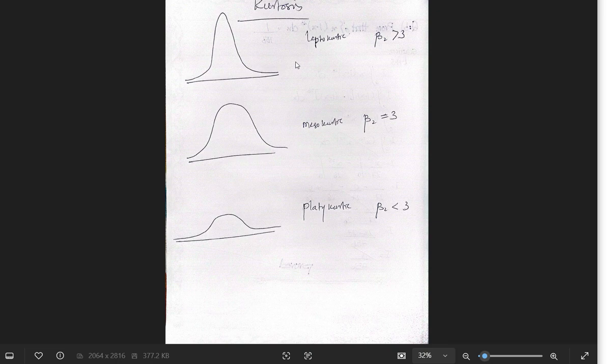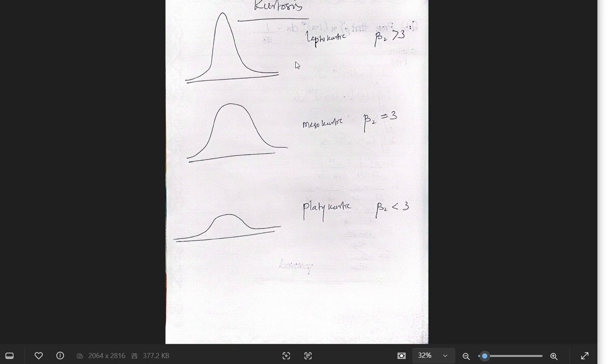Some people are good in one subject, some are good in other subjects, but still they are normal. This normality can be measured with the help of kurtosis. Now the first one, where the shape has a prolonged hump, is called leptokurtic.